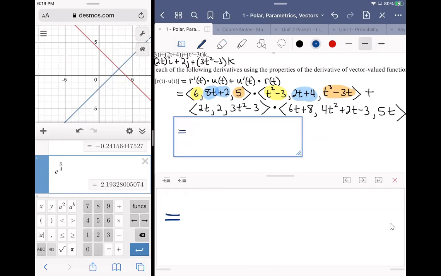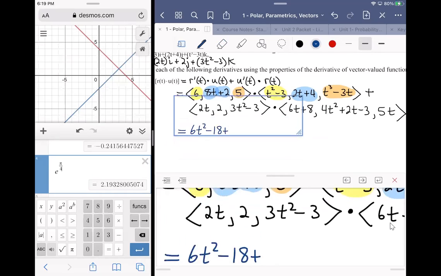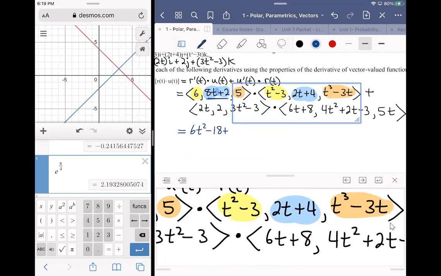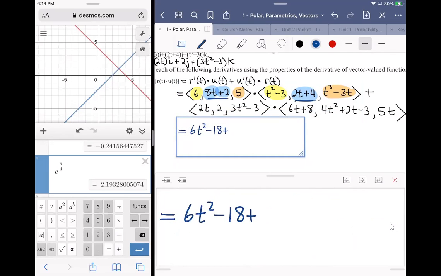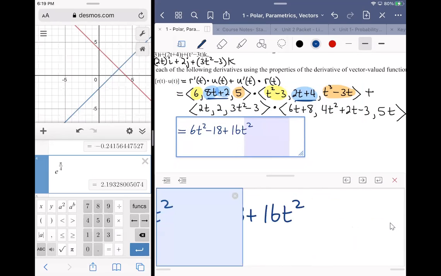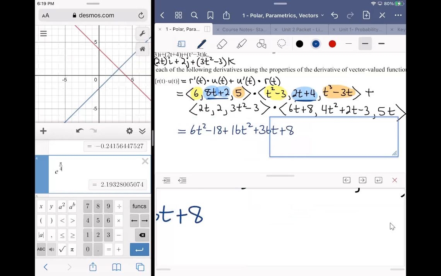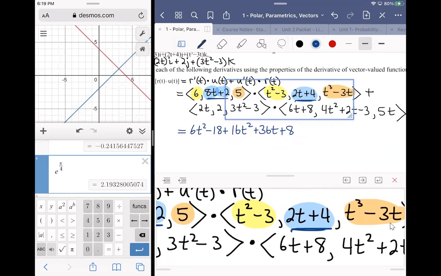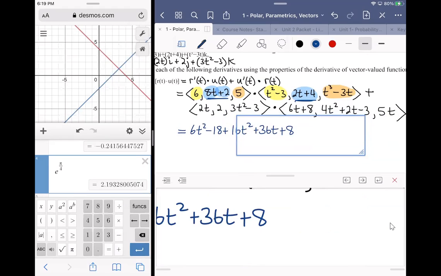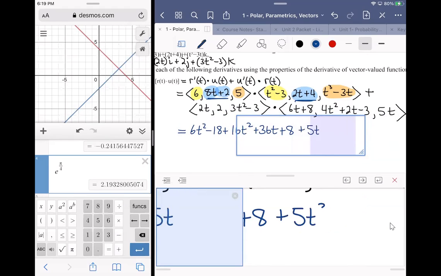We'll see. All right, so 6t squared minus 18 plus, so I'm distributing this against this now. That's going to be 16t squared plus 32t plus 4t is going to be 36t plus 8. And then the final components, 5 times t cubed minus 3t is going to give me plus 5t cubed minus 15t. All right, so I got that part.